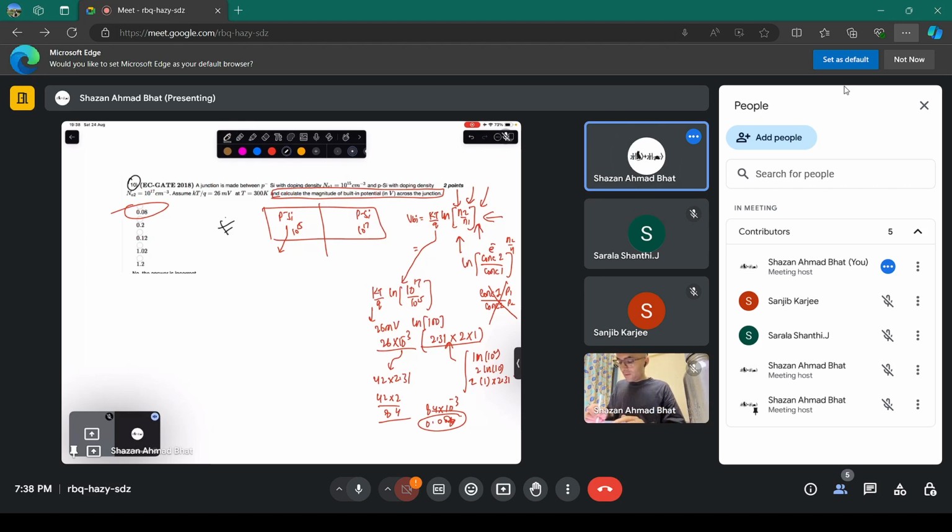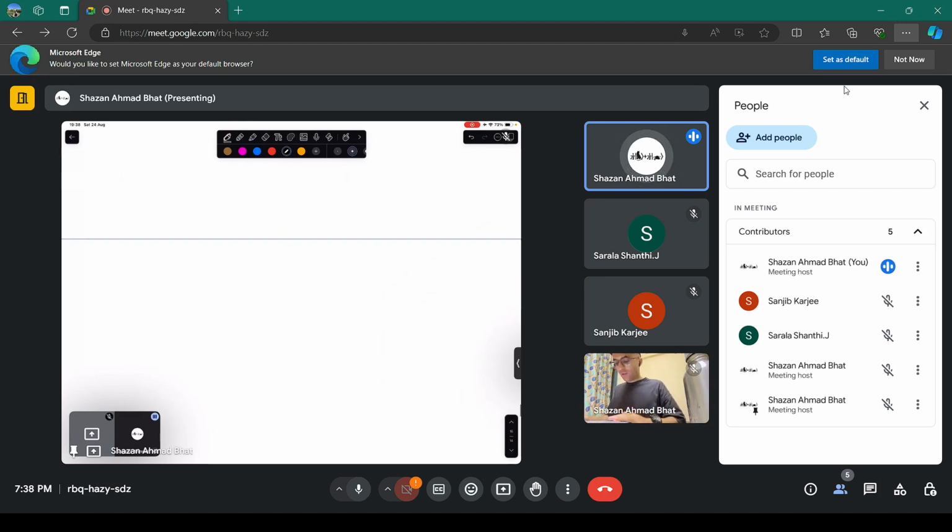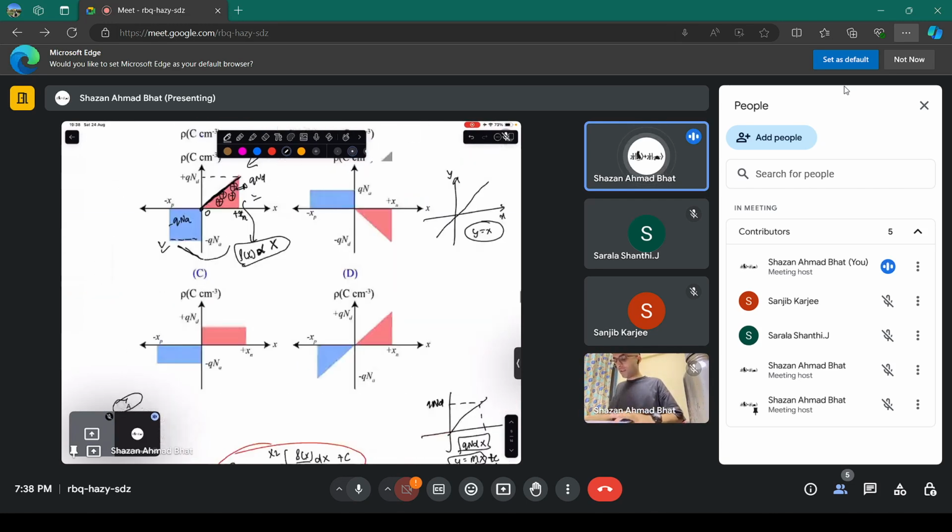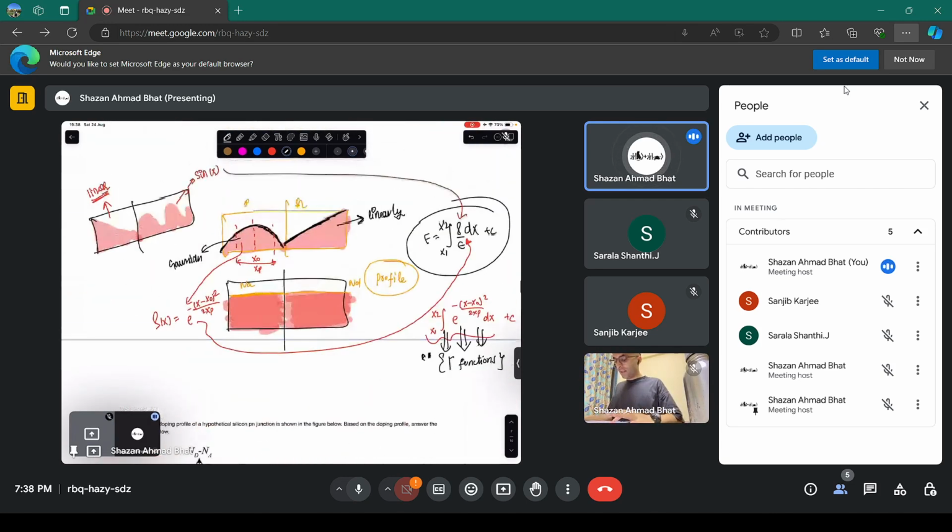Okay, so I think that's it. We are done technically with this session, and we have solved all of the problems in this particular assignment section. A little bit about the junctions.